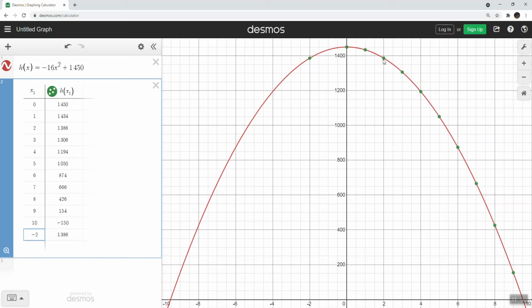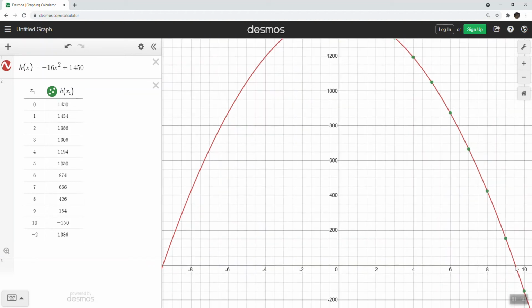And then you should note that values on both sides of the graph end up being equal. So when x is 2, we get 1386. When x is -2, we get 1386 as well. And in fact, that's true for every single point on the right side. There's an equivalent point on the left side. So negative x values give you the same thing as positive x values in terms of the y value.